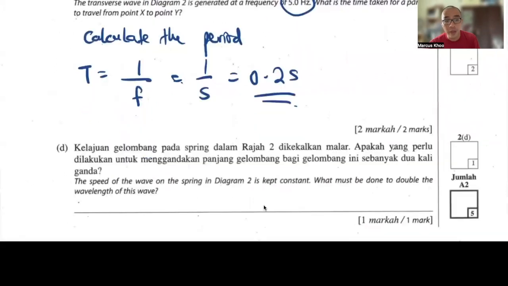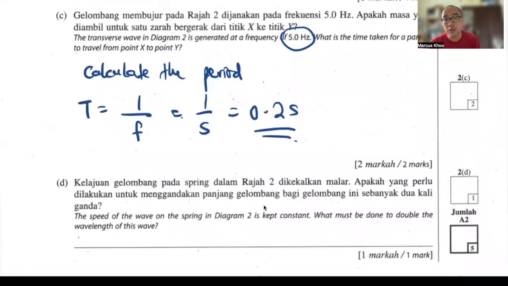Okay, the speed of the wave in the spring is kept constant. So what must be done to double the wavelength of this wave? Okay, so let's think about this. The wave equation is v equals f lambda, and v is the speed. You want to double the wavelength, so let me reverse this: v over f equals lambda.